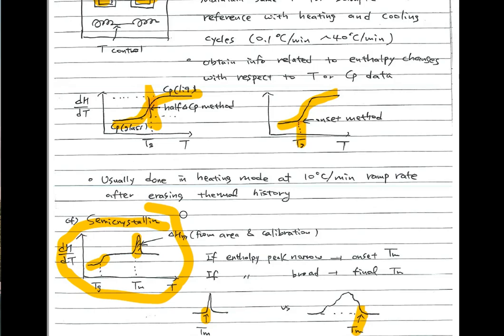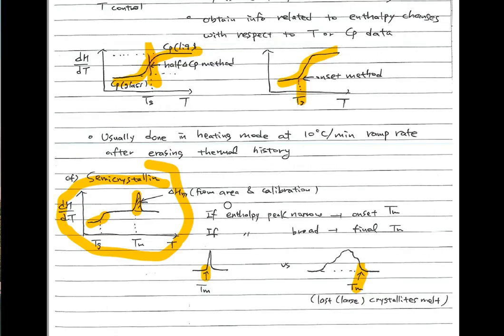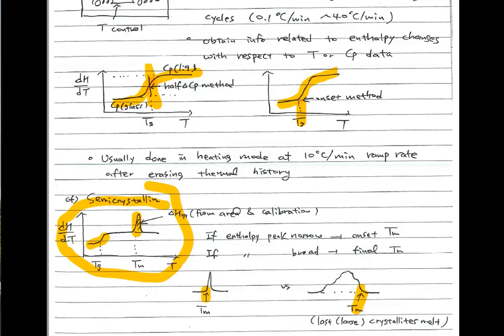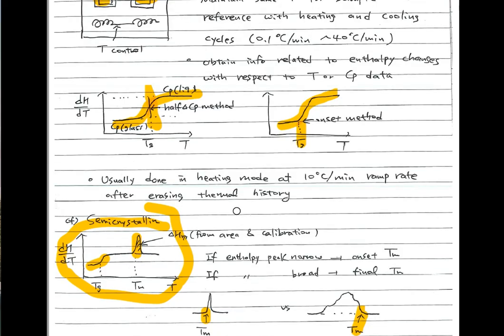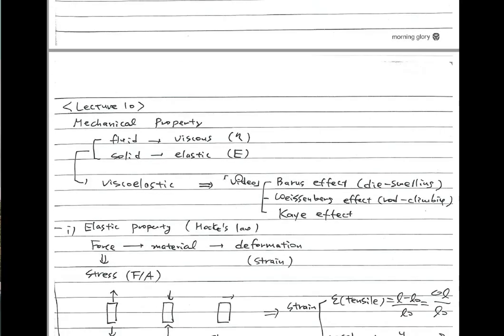So this is pretty much it on glass transition. After this, we'll move on to the mechanical properties of the amorphous polymers, which is related to the glass transition.